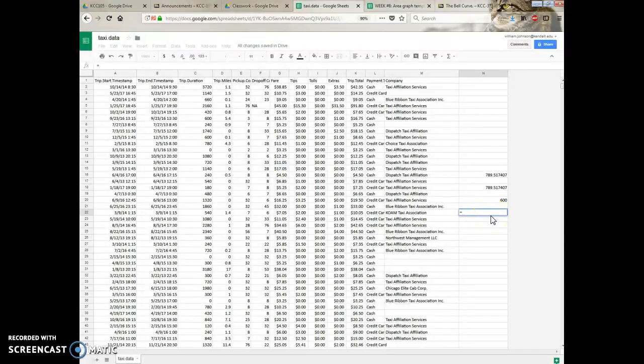What's next? Equals mode. I put the parenthesis. The parenthesis says, what data do you want? I want these. Mode is the most frequent. In other words, the most common is to have a taxi ride that's 420 seconds long. And by the way, just to convert that, divided by 60, so the most frequent is 7 minutes long.